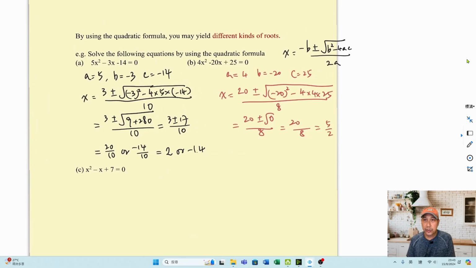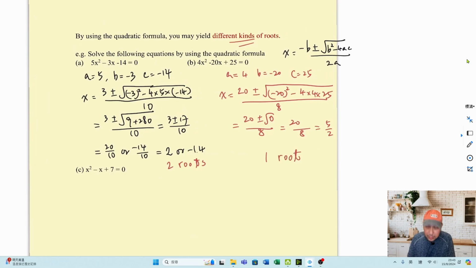Before we continue to part C, please read the first line. By using quadratic formula, you may get different types of root. What type? Okay, in question A, there are 2 roots. Okay, in part B, we use the same method, but only 1 root.